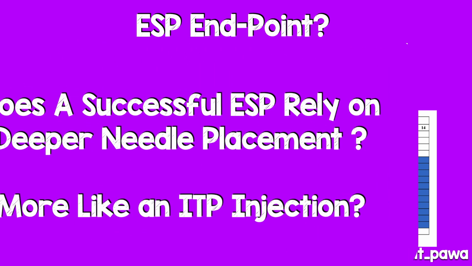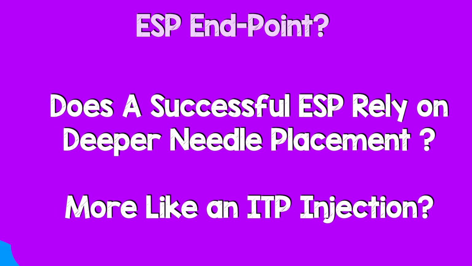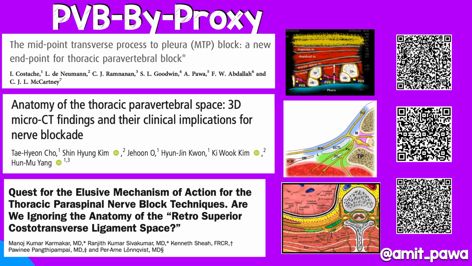It may be that a successful erector spinae plane block requires that deeper needle placement. We definitely need to be deep to the muscle, more like an intertransverse process injection. So why might that be the case? And of course, this brings into light a whole host of these concepts. We initially started talking about it with the MTP block, which is now called the ITP block. And again, these QR codes will take you to those relevant publications.